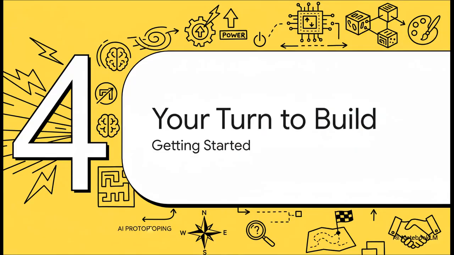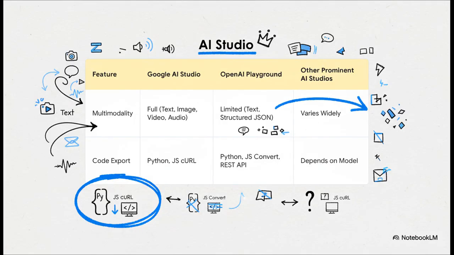All right, so we've seen the power, the speed, and the deep customization that's possible here. So the next logical question is, okay, how does this actually stack up against other tools, and what does the learning curve look like? Let's talk about getting started. You know, when you put AI Studio side by side with other platforms, its strengths become super clear. Just look at the rows for full multimodality, text, image, video, and audio, and that direct code export. That combination of creative flexibility and developer-friendly tools is really where it stands out from the crowd.